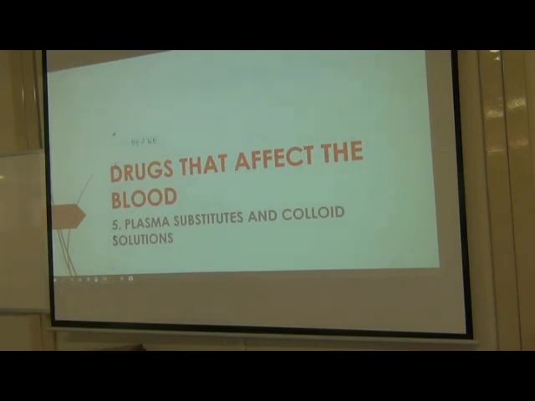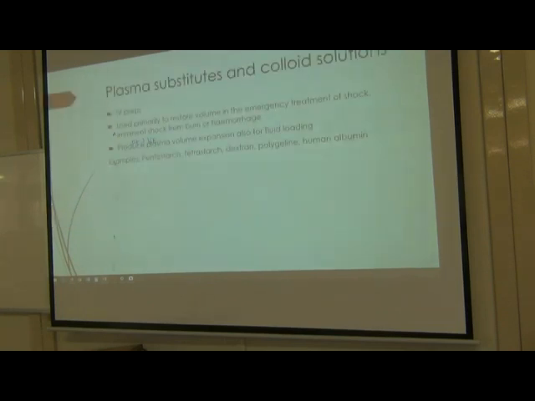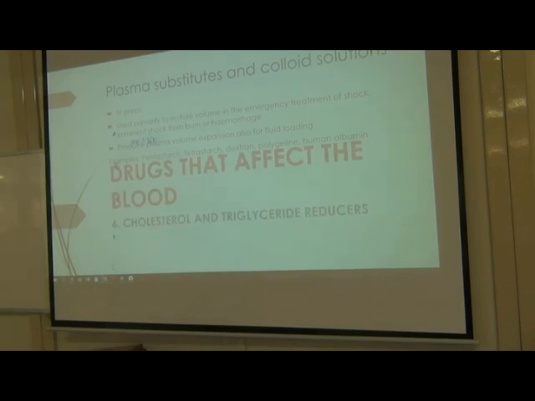Okay, the fifth group of drugs that affect the blood is plasma substitutes and colloidal solutions. These ones are called blood expanders. Particularly if a patient has lost a lot of blood, they're in shock, or they've had a burn, or they're about to go into shock or something like that, and you want to increase blood volume, then you give them these plasma substitutes and colloidal solutions. They are basically IV preparations. They are not taken orally. They are used to restore blood volume in patients. Examples are your pentastarch, tetrastarch, human albumin, and all of that.